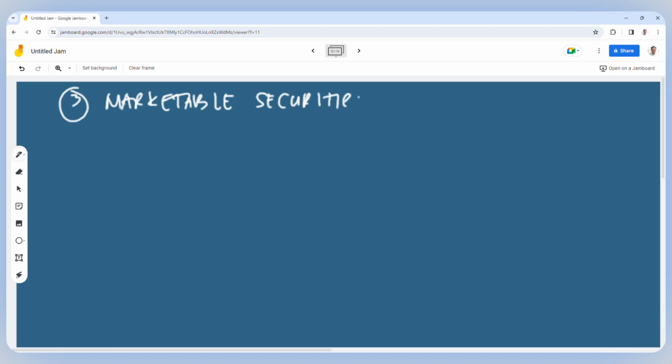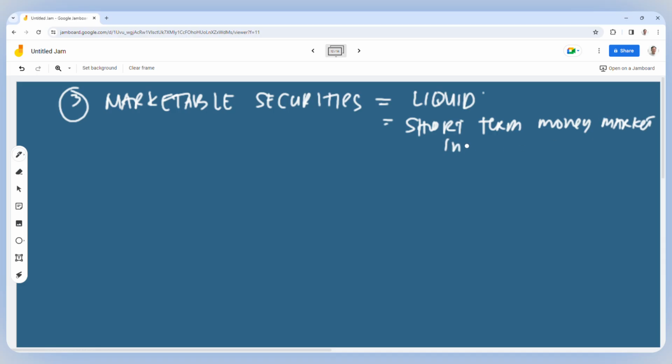Yung goal naman natin dito is that ito kasi class ay liquid no? Kasi ito ay short-term investment, no? So, ibig sabihin class, it is a short-term money market instruments. Okay? And they are easily converted into cash. Automatic class, yan ay cash kaagad, no? Okay. They can be easily converted into cash.